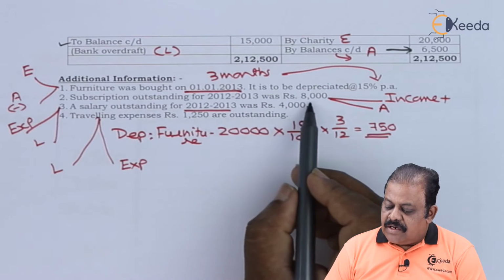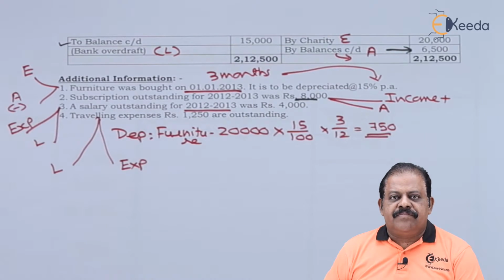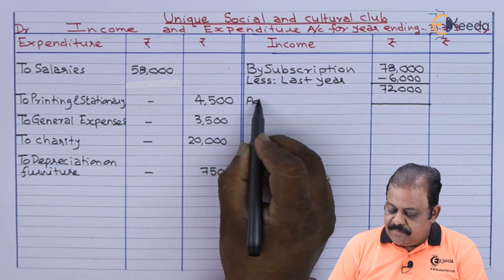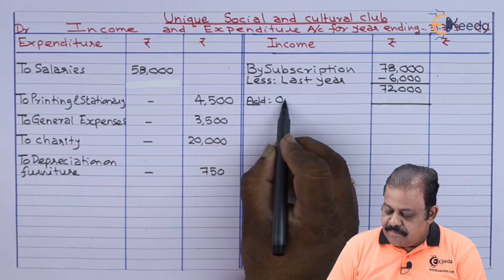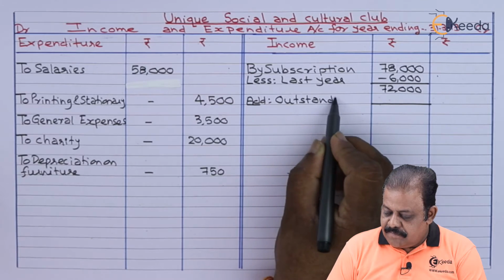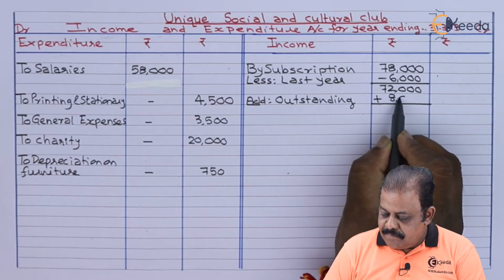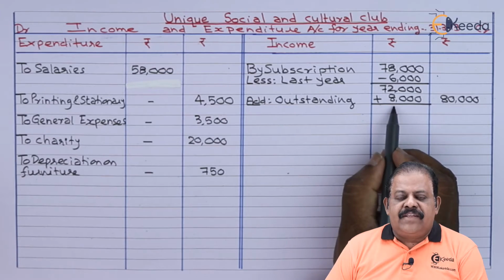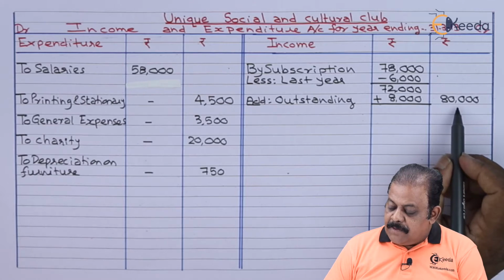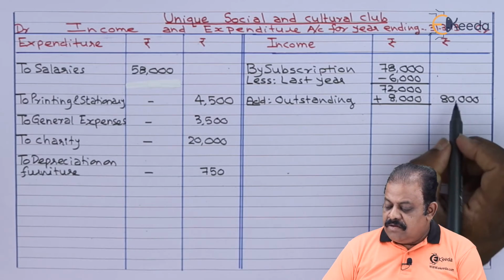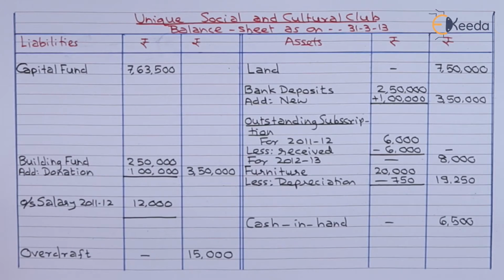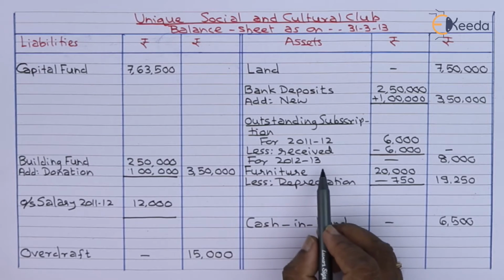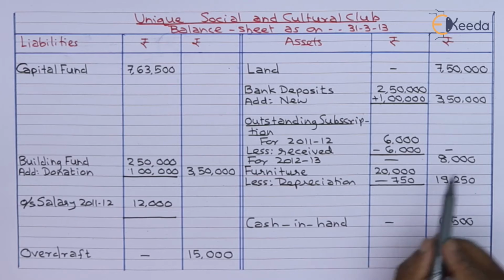Subscription outstanding for the current year is rupees 8,000. This will be added here to the subscription. Added 8,000. So total subscription earned during the period is rupees 80,000. Outstanding subscription for the current year is recorded on the asset side, rupees 8,000.